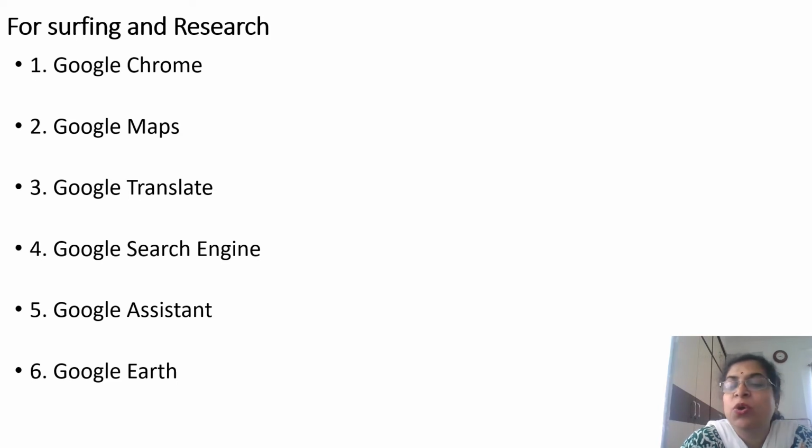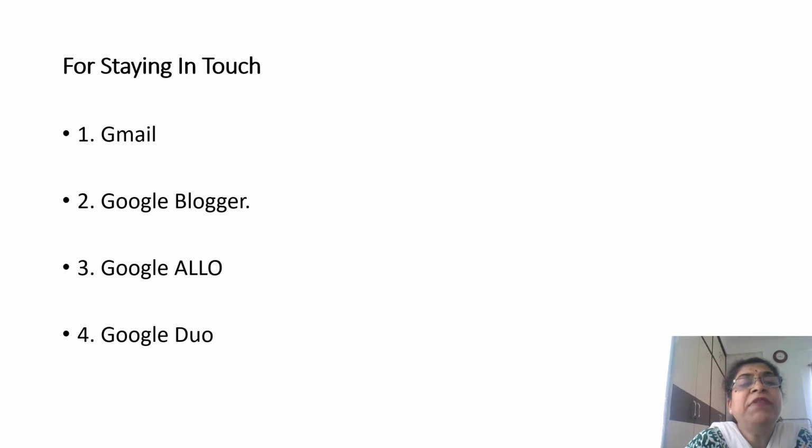Google Assistant means it is going to assist you in many ways. Then Google Earth. Google Earth shows you the satellite view of the earth, and it will help you to find any particular place. Now we will see apps for staying in touch.